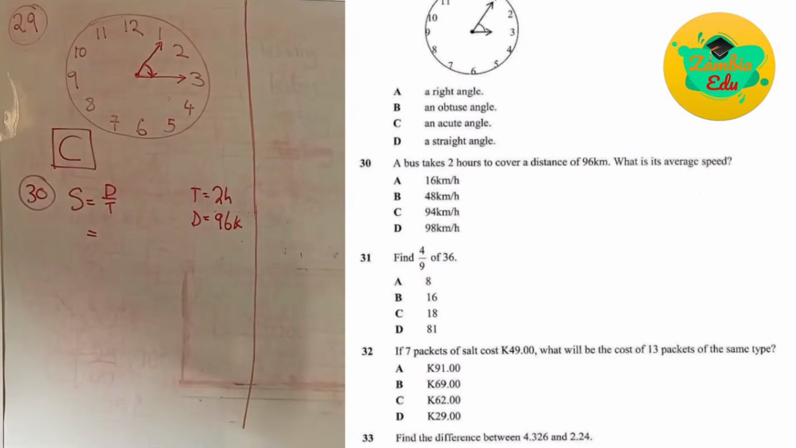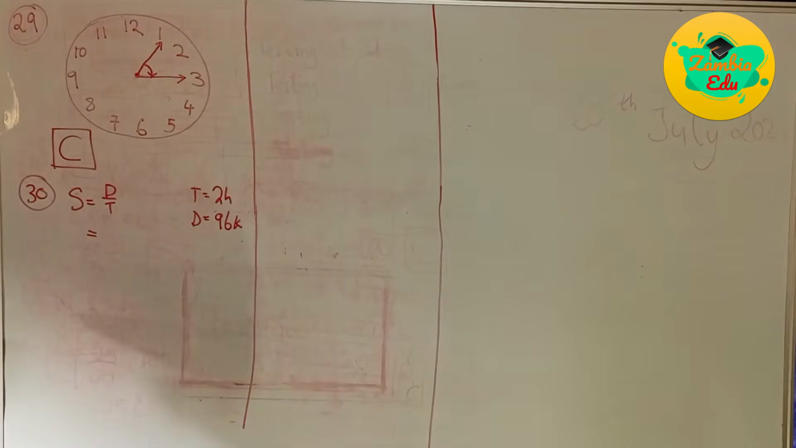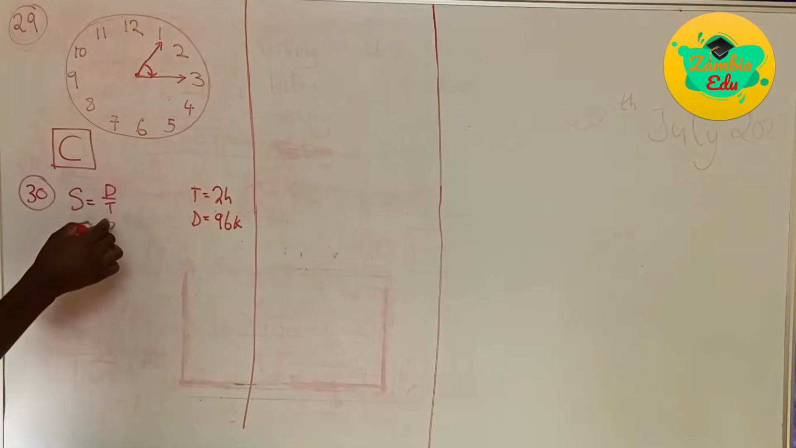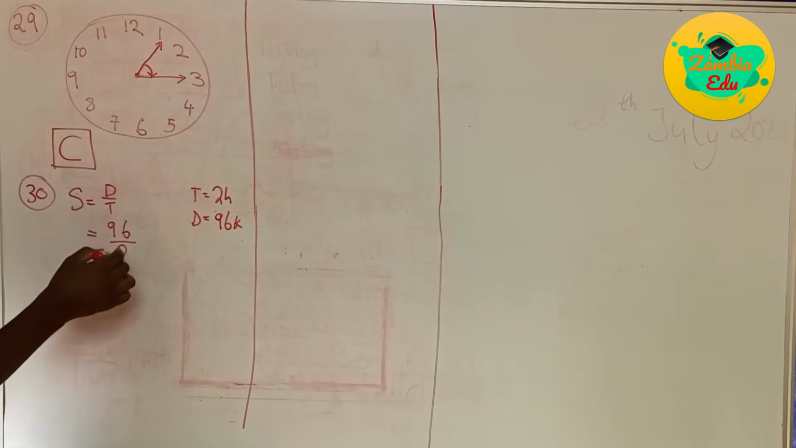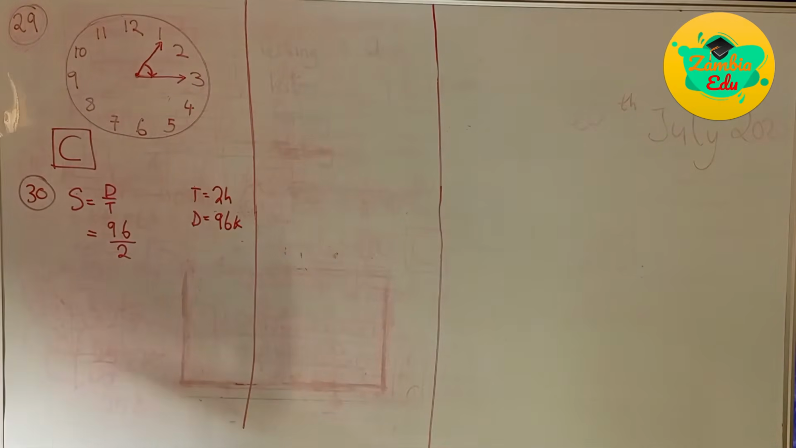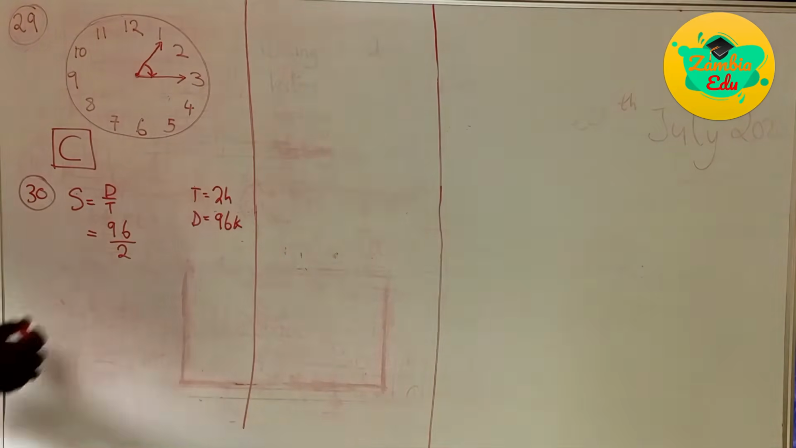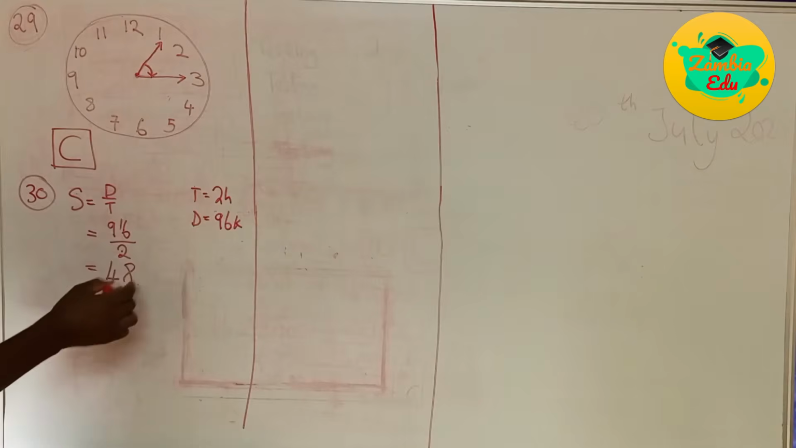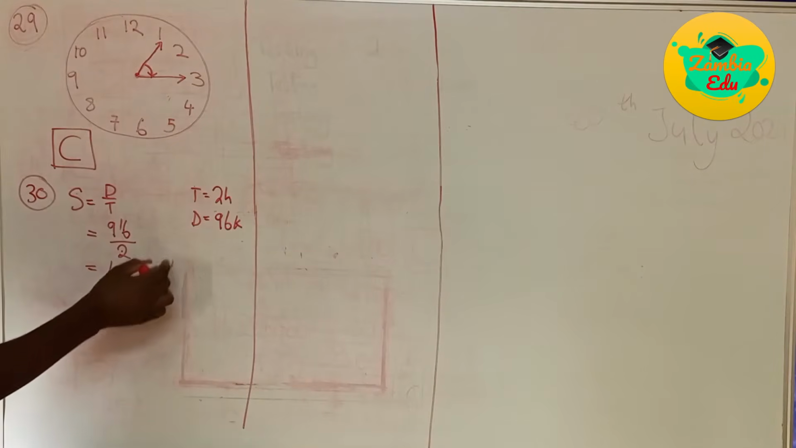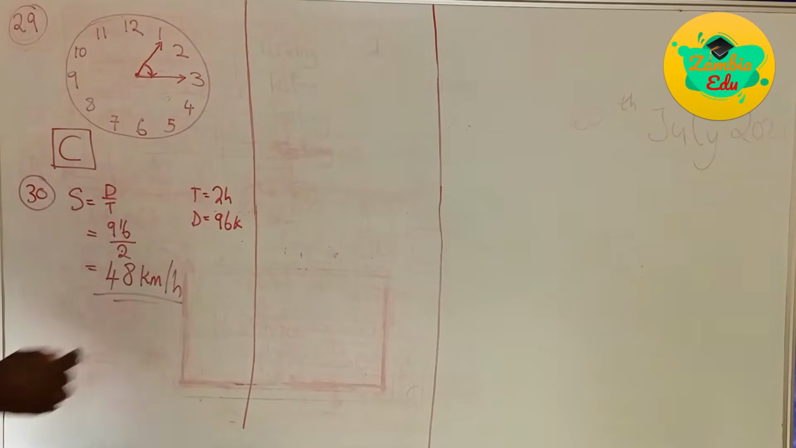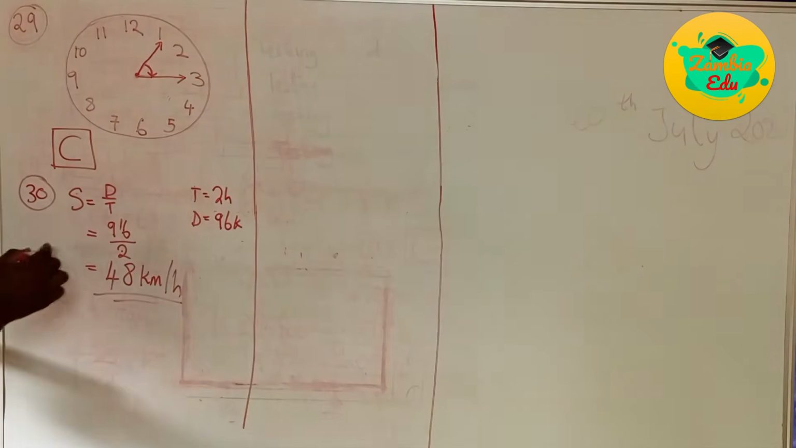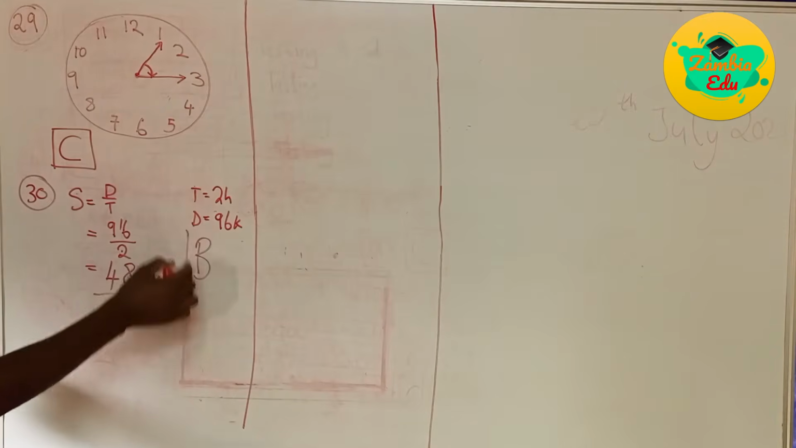The question wants us to find the average speed. So average speed is equal to distance over time, which is going to be equal to 96 over 2. So 2 into 9 is 4. Remember 1, 2 into 16 is 8. So 48 kilometers per hour. So we can simply say for question 30, our answer was B.